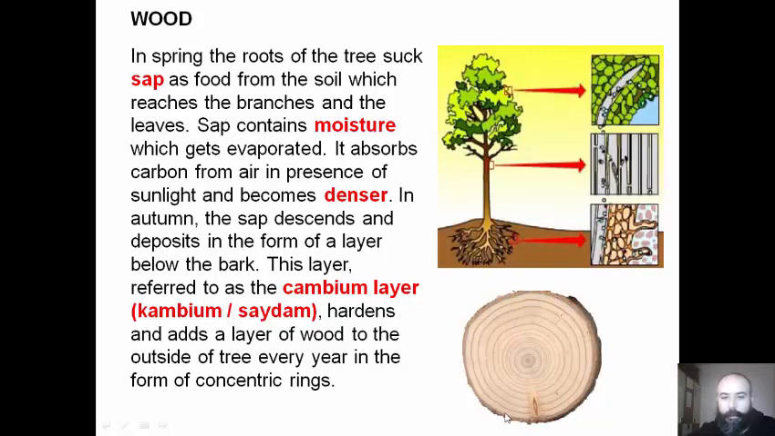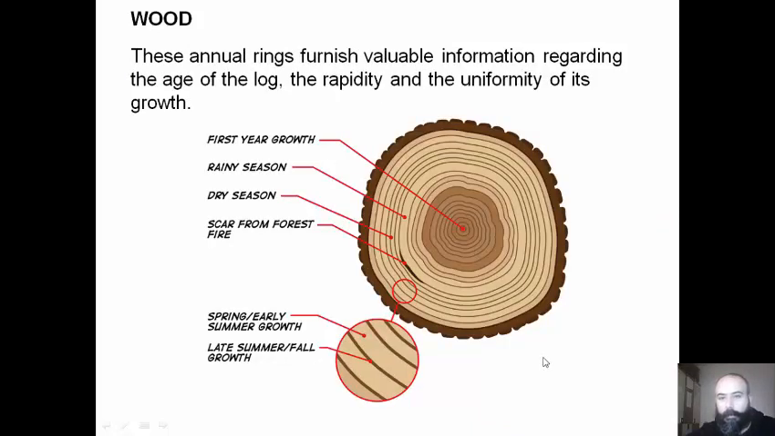This layer, referred to as the cambium layer, hardens and adds a layer of wood to the outside of the tree every year in the form of concentric rings. These annual rings furnish valuable information regarding the age of the log, the rapidity and uniformity of its growth. This is the first year growth. Here we have a wide ring. It means that it had a rainy season. We have some narrow rings here from a dry season. There is a scar from maybe a forest fire or something else.